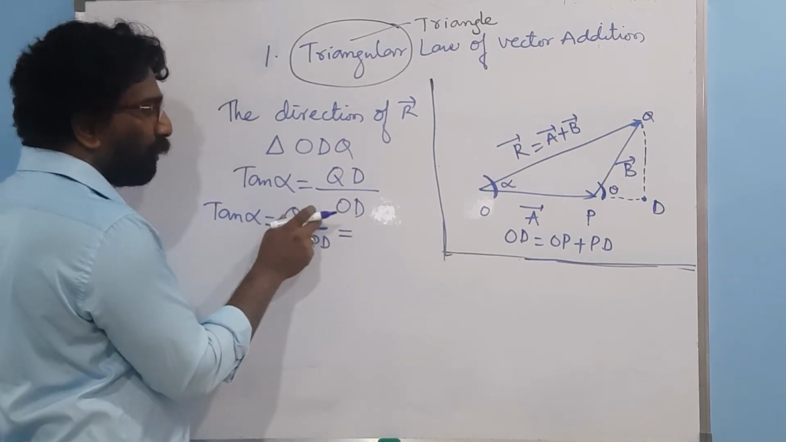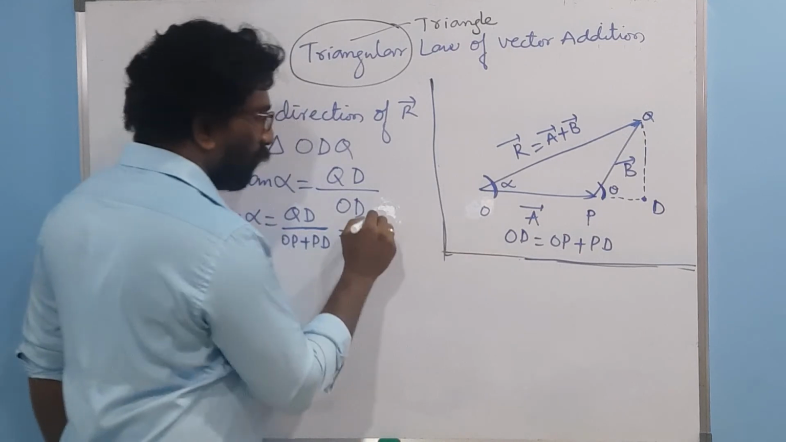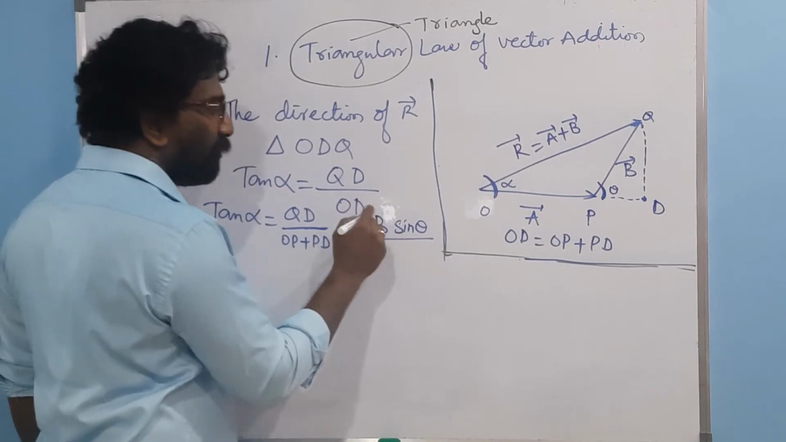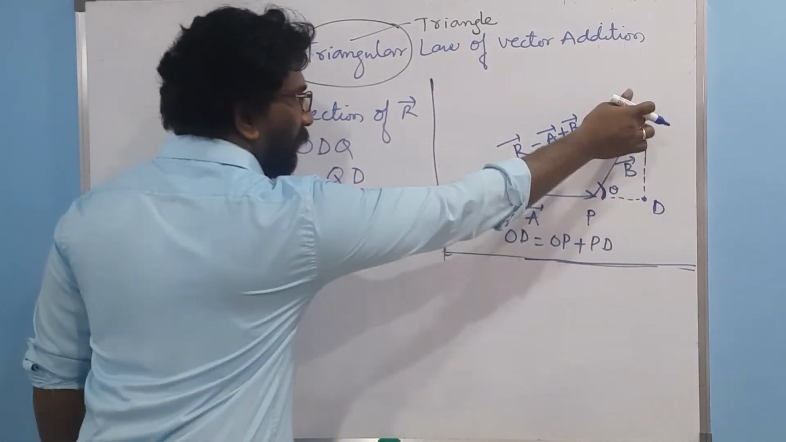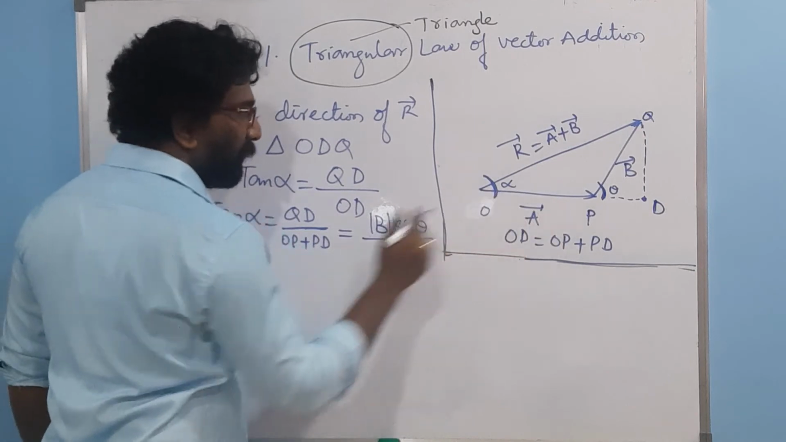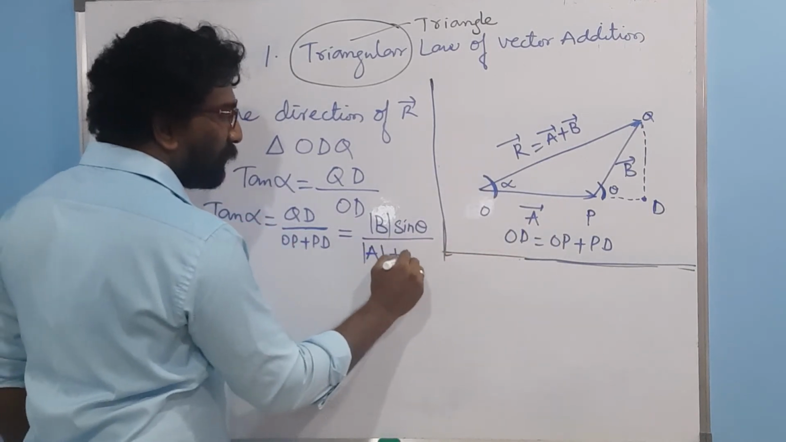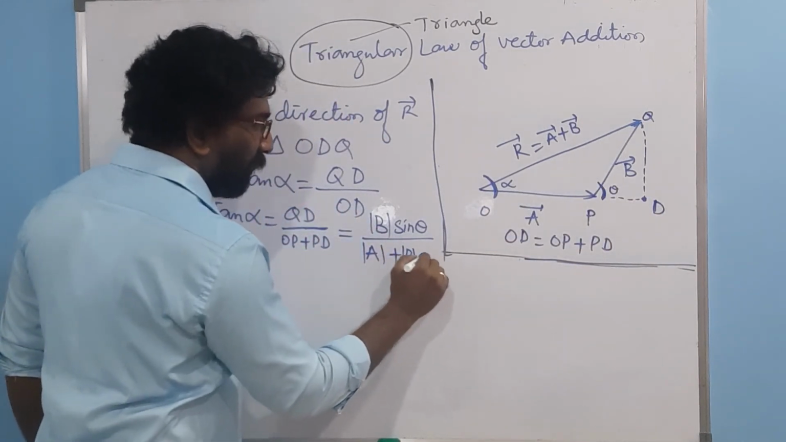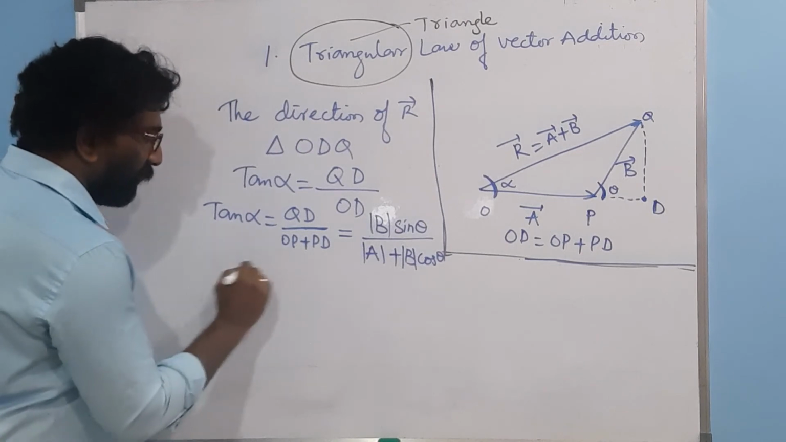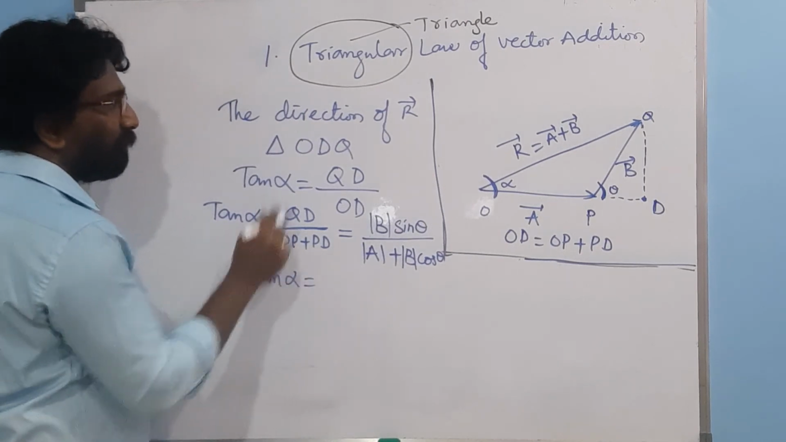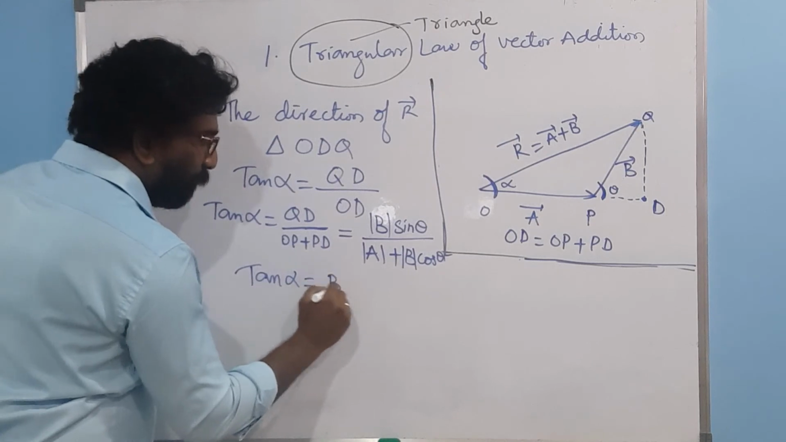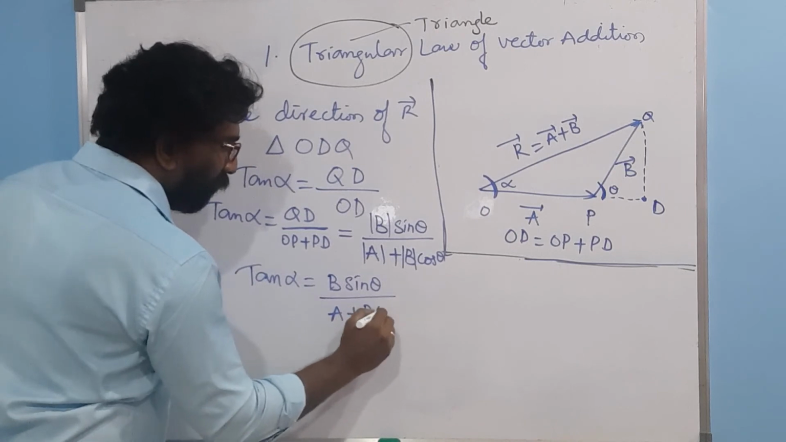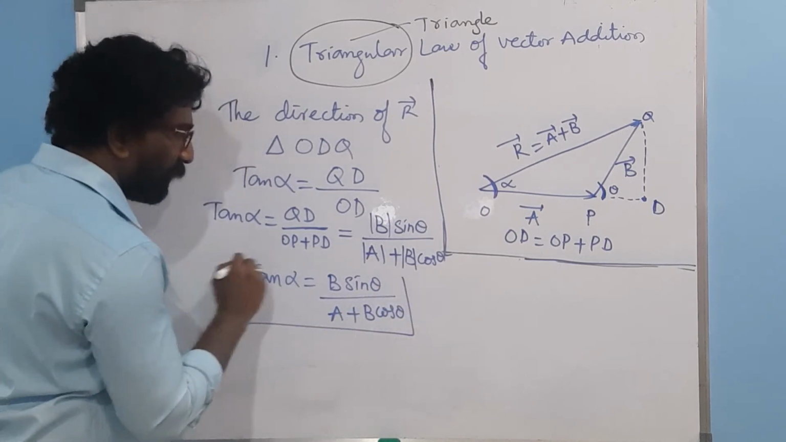Now we know what QD is. We have found that QD is equal to B sin theta, the magnitude of this side into sin theta. What is OP? OP is the magnitude of A, plus PD. We have found that PD is B cos theta. Now your tan alpha, which denotes the direction of this resultant vector R, is B sin theta over A plus B cos theta. B and A are magnitudes. So this is your direction of the resultant vector.